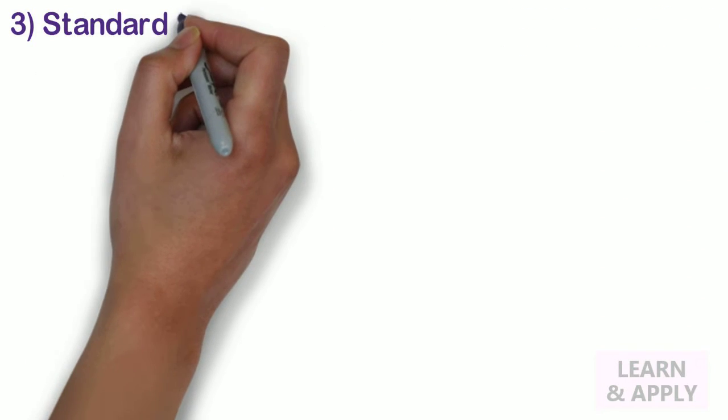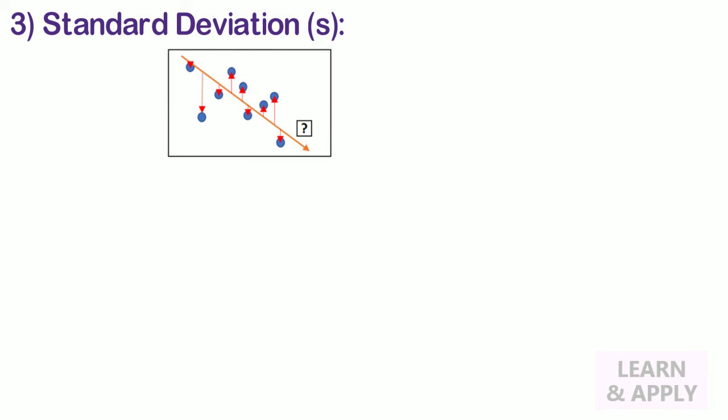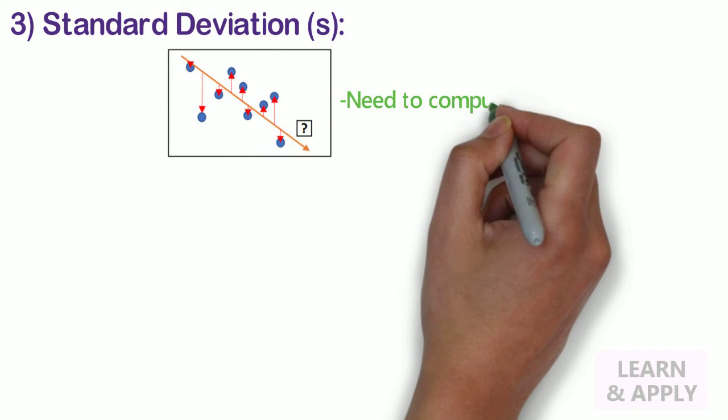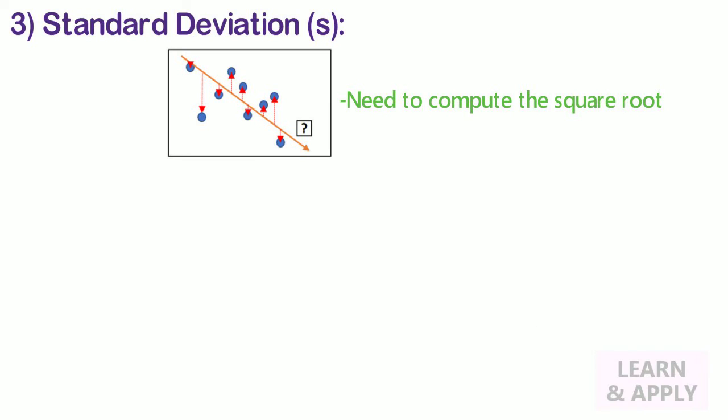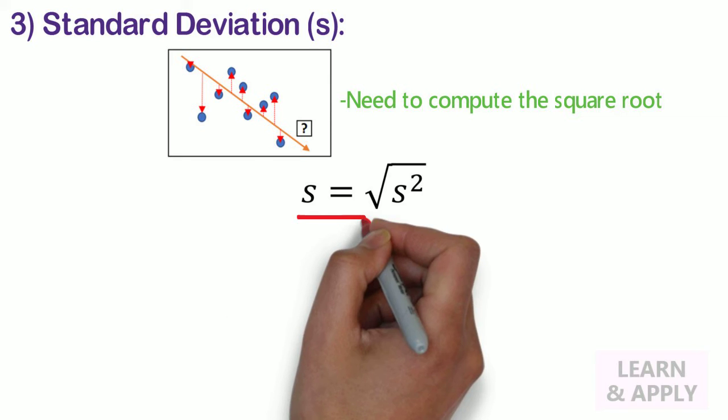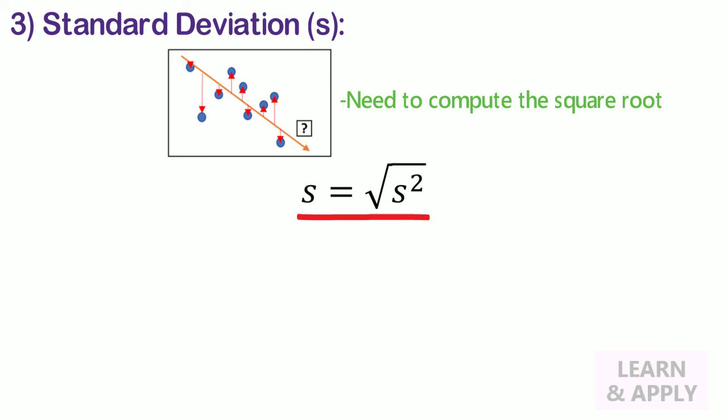3. Standard deviation, denoted by S. To bring the variance in the same unit as the data under observation, we need to compute the square root. This is called the standard deviation. Sample standard deviation is commonly expressed by S, and it is the positive square root of the sample variance. That is, S is equal to the square root of S square.